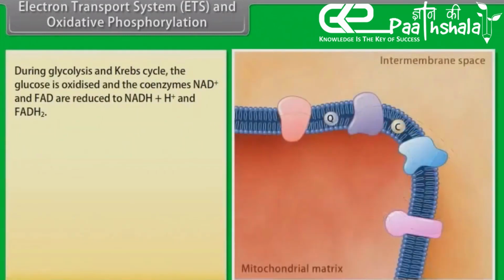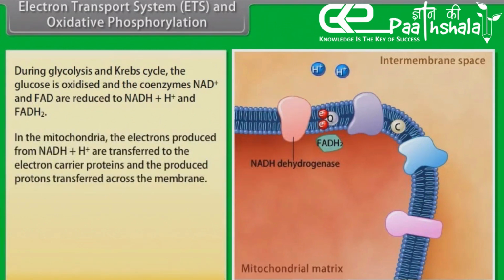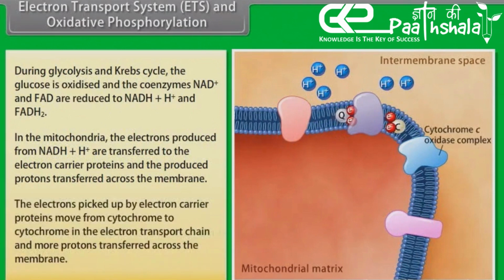Electron transport system (ETS) and oxidative phosphorylation. During glycolysis and Krebs cycle, the glucose is oxidized and the coenzymes NAD+ and FAD are reduced to NADH plus H plus and FADH2. In the mitochondria, the electrons produced from NADH plus H plus are transferred to the electron carrier proteins and the produced protons are transferred across the membrane. The electrons picked up by the electron carrier proteins move from cytochrome to cytochrome in the electron transport chain, and more protons are transferred across the membrane.